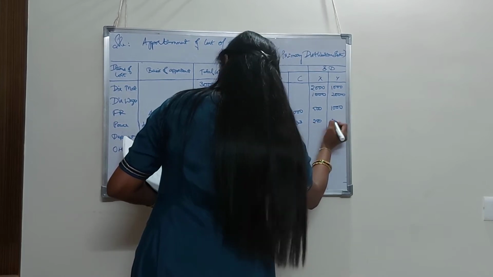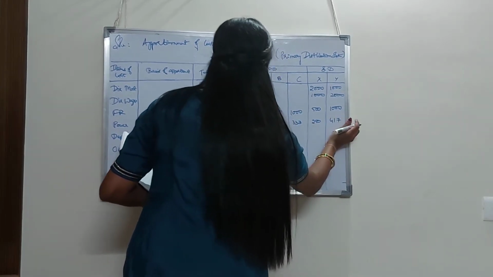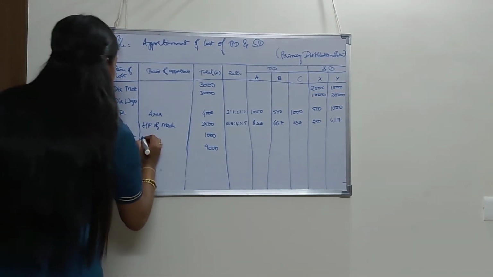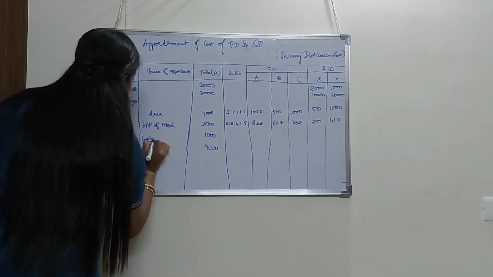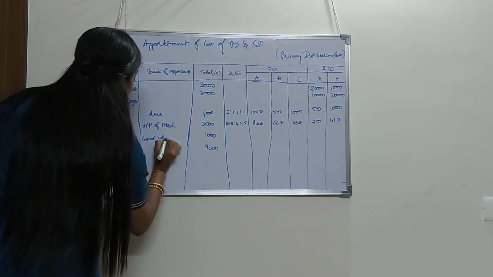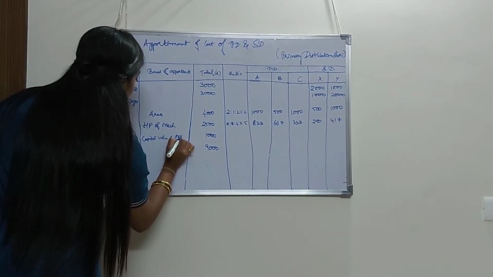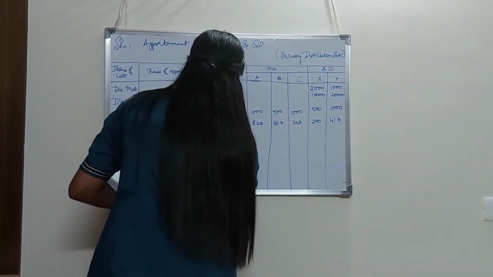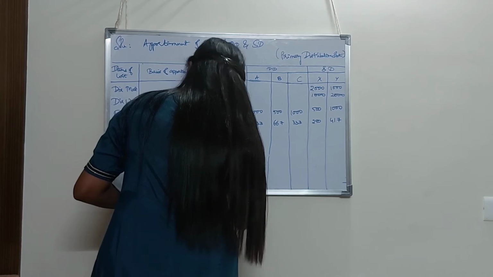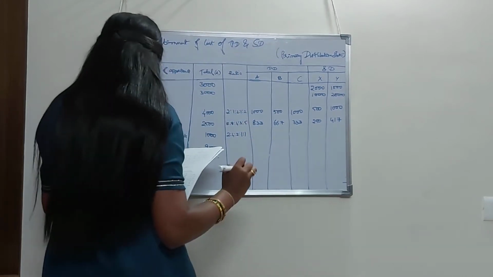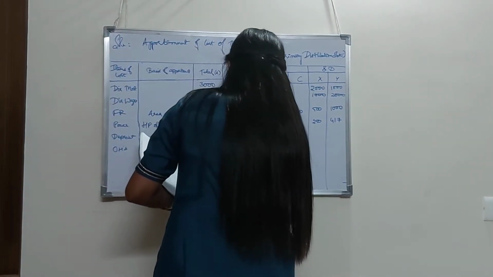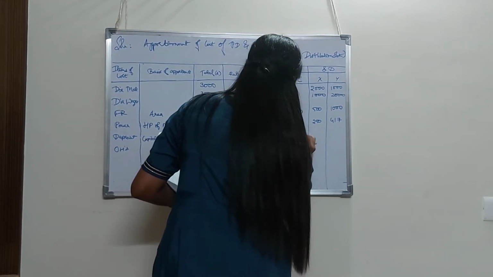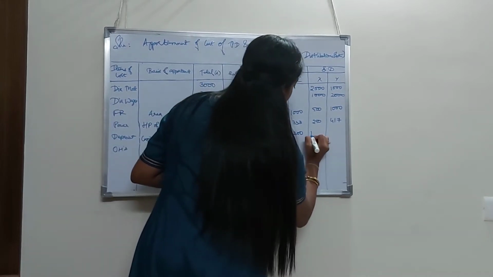250 and 470. Next, depreciation, on capital value of assets, obviously. Depreciation is related to assets. So capital value of assets, and the ratio would be 2:4:2:1:1. And your amounts would be 200, 400, 200, 100, 100.